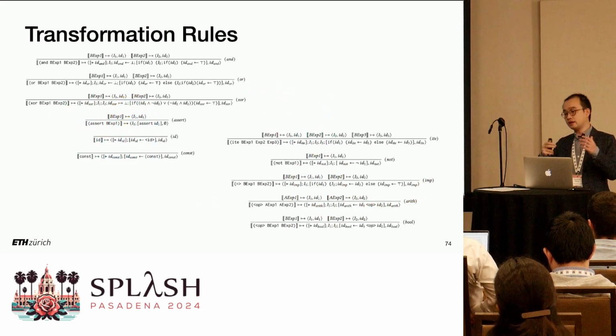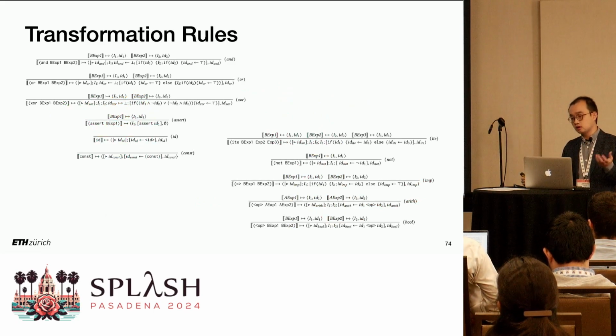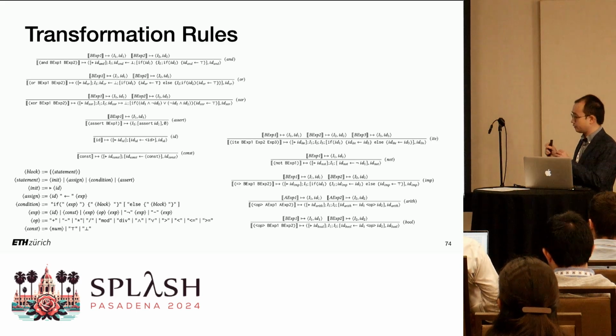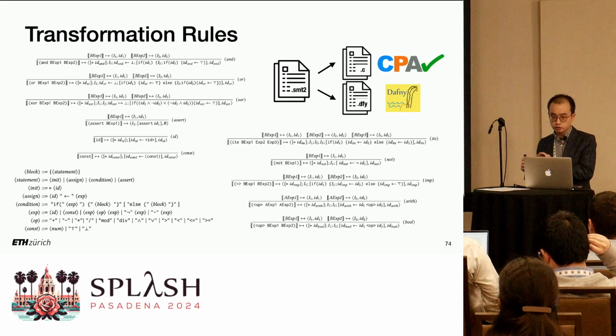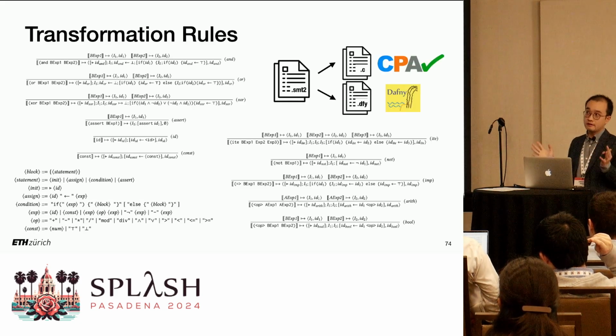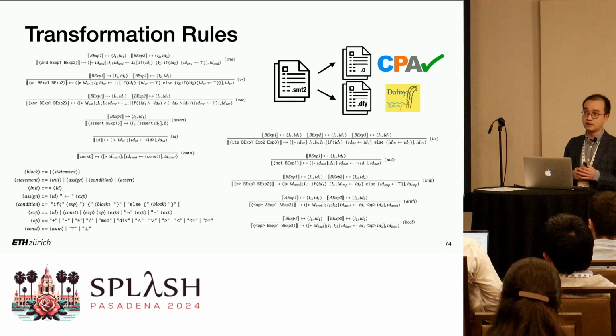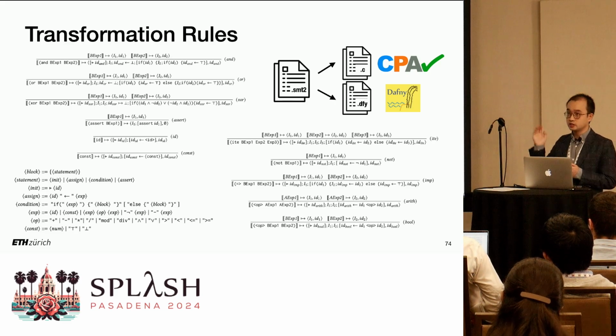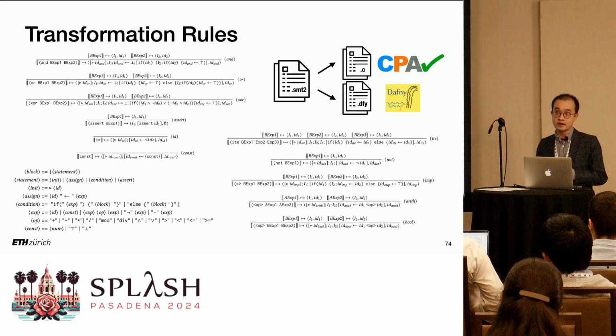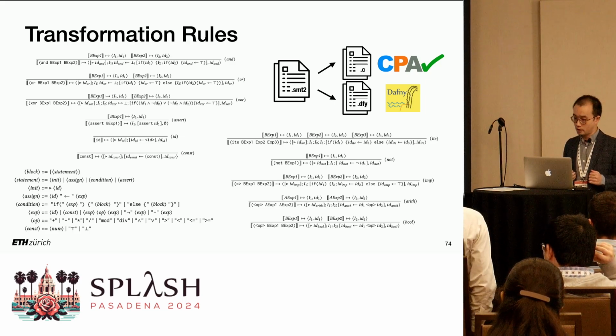To make this possible, we made a lot of transformation rules, and we also designed an intermediate language so that we can transform not only to Dafny, but also to, for example, C programming languages, to validate different kinds of program verifiers. For example, Dafny, and also CPAchecker, which is a model checker program verifier for C programs.